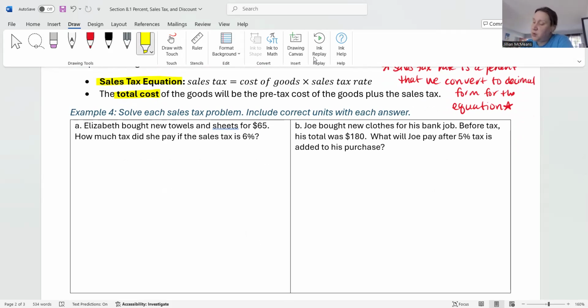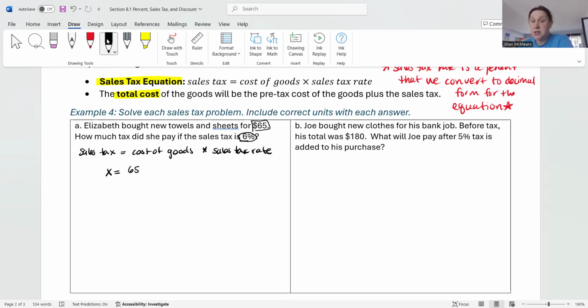Okay. So remember, we have sales tax equals the pre-tax cost of the goods times the sales tax rate. So we don't know what the sales tax is actually going to end up being, so that would be our unknown here. So we would assign a variable to sales tax, and then we would fill in the other information. So the cost of the goods before tax is $65. And then we're going to multiply that by the sales tax rate, which is 6%.